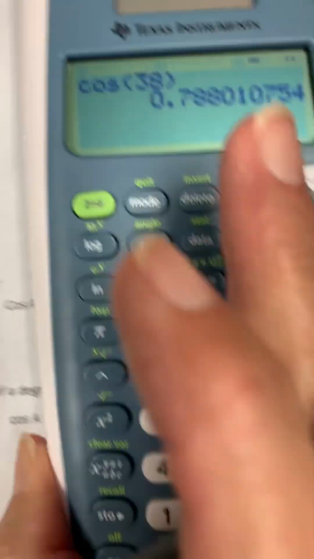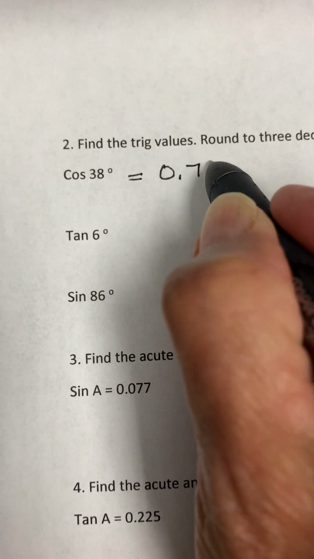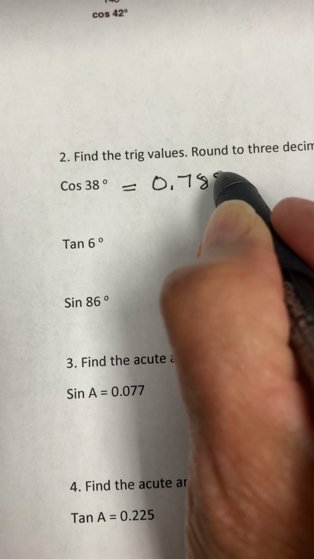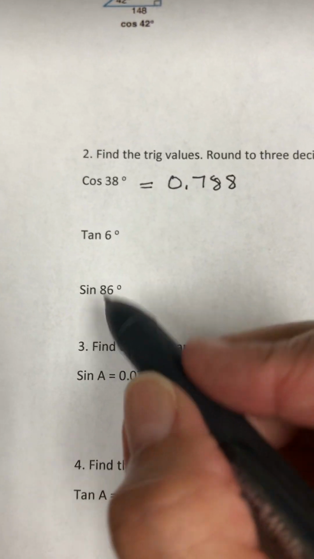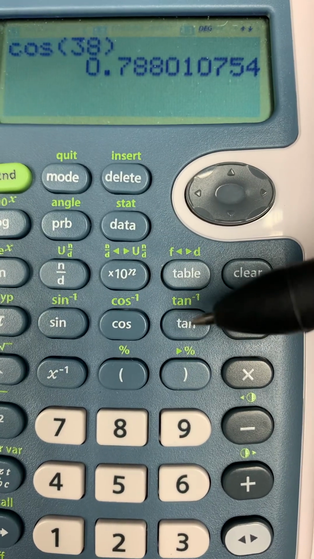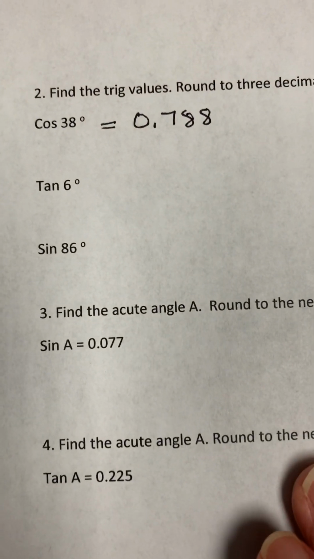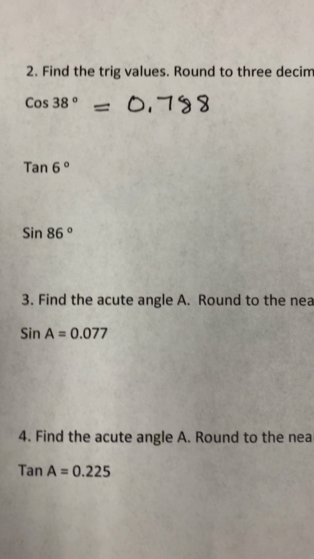0.788. I think we're going to go to 3 decimal places. So cosine of 38, 0.788. You'll do the same thing for the tangent and the sine. You're going to be using the sine, cosine, tangent keys. Here they are. Now, for number 3 here, this says find the acute angle A.